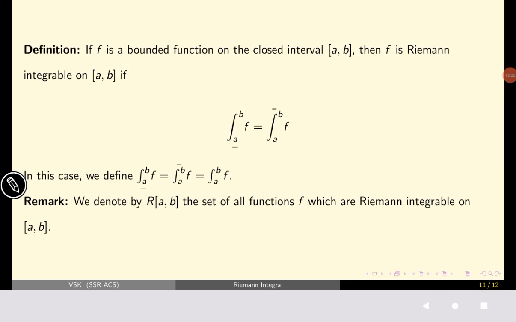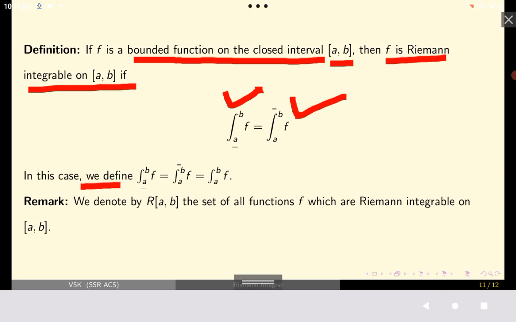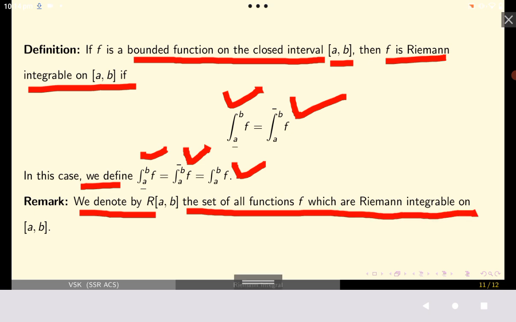Now let us see this last definition. If f is a bounded function on a closed and bounded interval [a,b], then f is called Riemann integrable on [a,b] if the lower Riemann integral is equal to the upper Riemann integral. If this happens, then we define this common value of the lower and upper Riemann integral as the integral of f over [a,b]. And we denote by R[a,b] the set of all functions f which are Riemann integrable on [a,b].